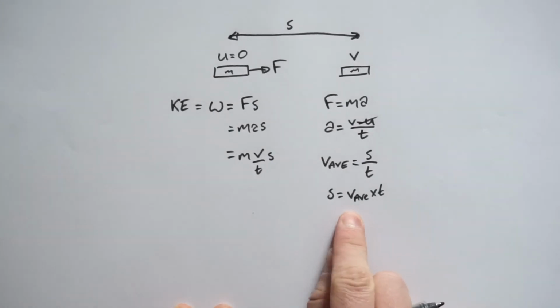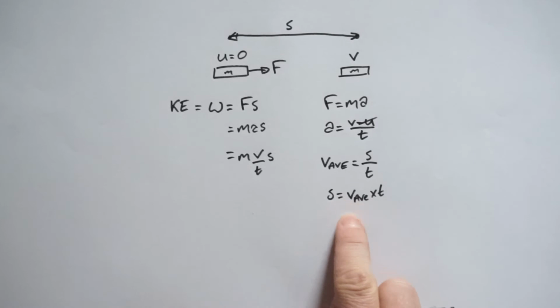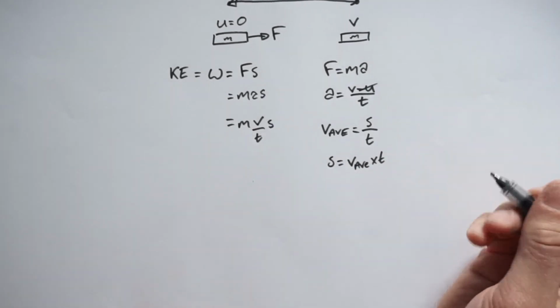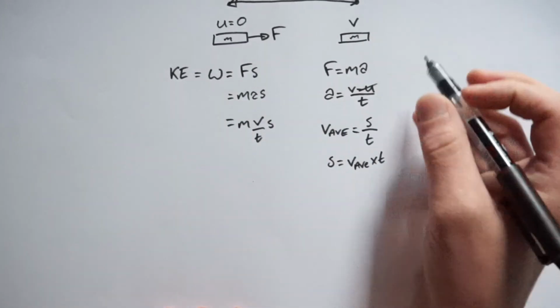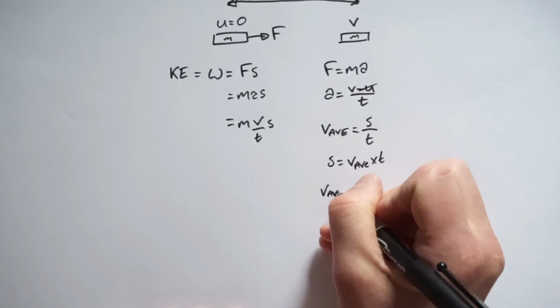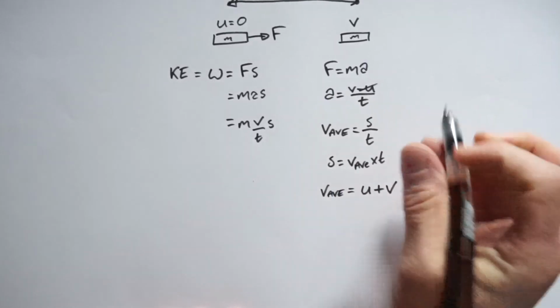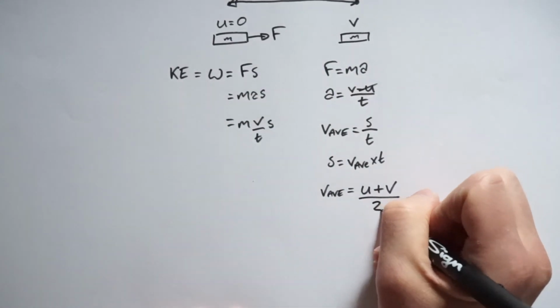Annoyingly, we've got average velocity here, and this isn't the average velocity. This here is the final velocity. So I want to do something about this average velocity term. How do you work out an average velocity? It's the values added together divided by how many values you have. So average velocity is equal to u plus v, the two values of velocity I have, divided by how many values there are, 2.